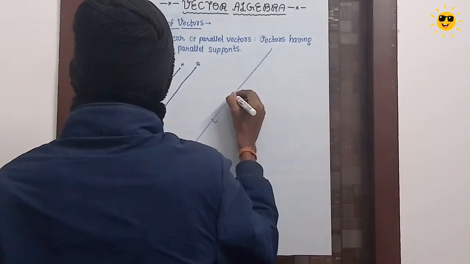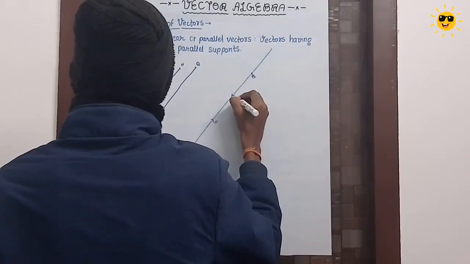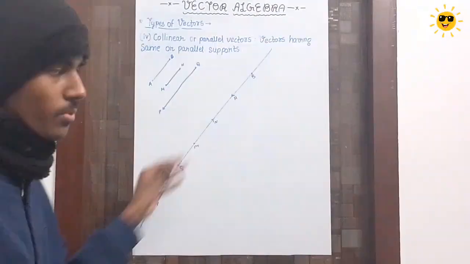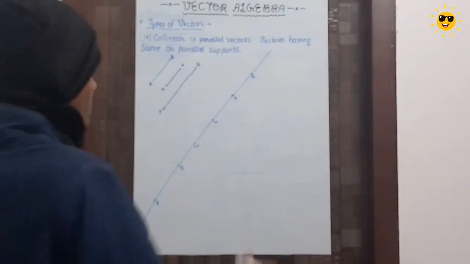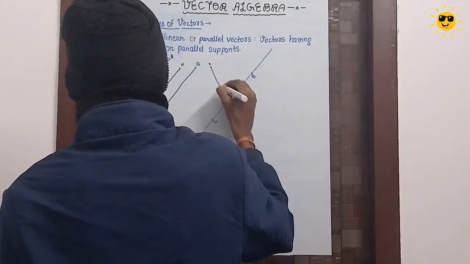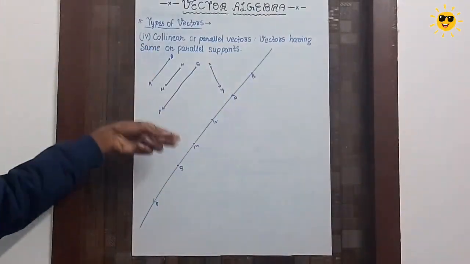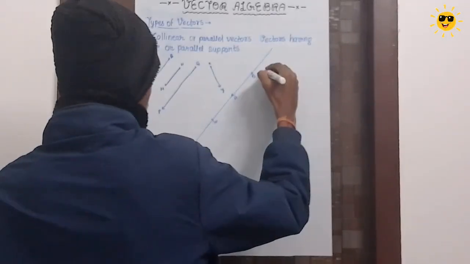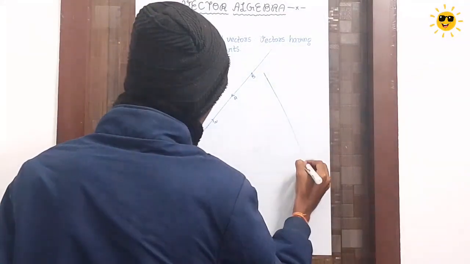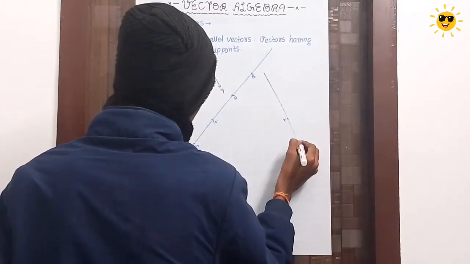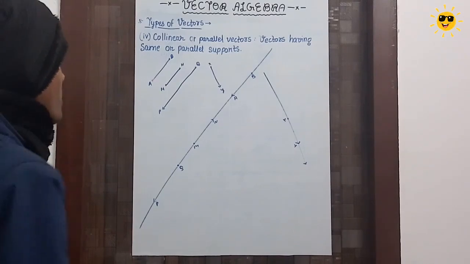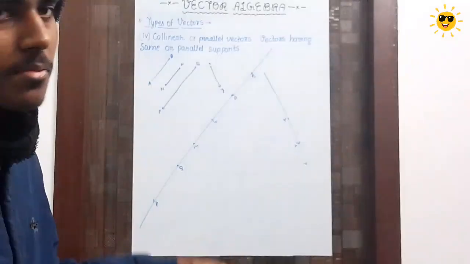Here you can see AB. Can you see? They are all on the same supports. Thus it is a collinear vector. But if I draw a vector like this, XY vector, is this collinear to all these three? No, because its support is something like this, and it's neither the same nor parallel. Thus it's not collinear. So it's very simple to say: collinear or parallel vectors are vectors having same or parallel supports.